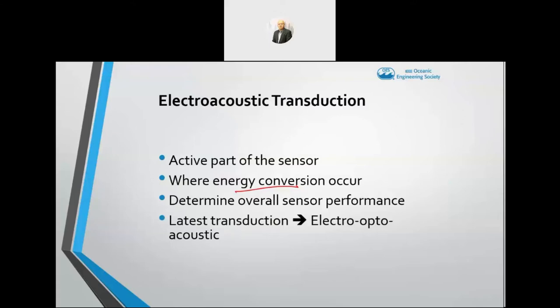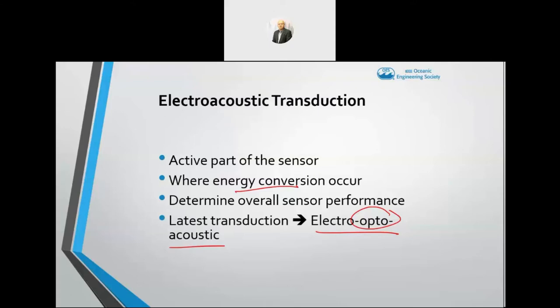Lately we have a new form of electroacoustic transduction mechanism, which is the electro-opto-acoustic transduction mechanism. In this newly developed electroacoustic transduction, it will involve an optical part, where the fiber optic will be part of the sensors. So why are people choosing fiber optics? Just because the speed of the transmission of light over a shorter distance is way faster than sound travels.